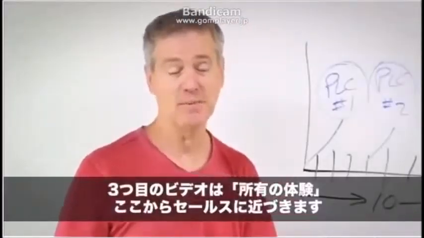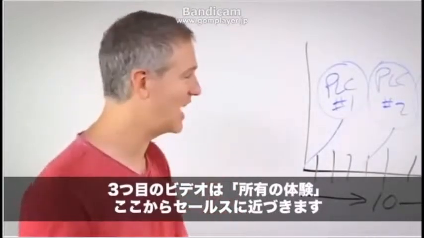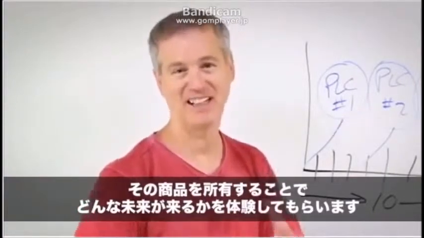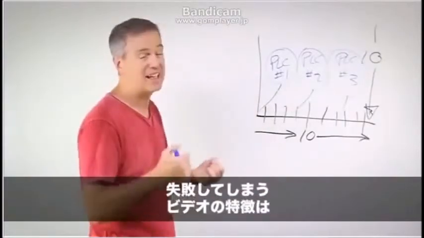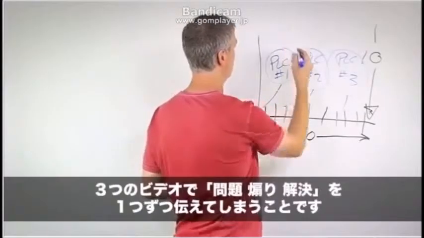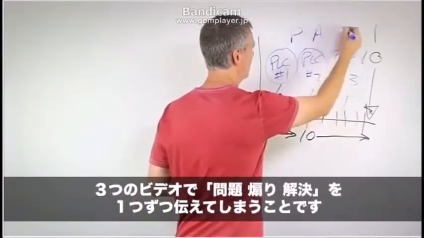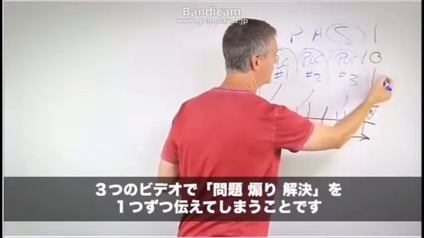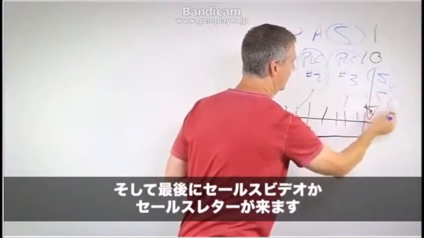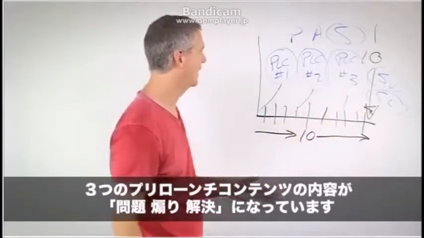And the third video is what we call the ownership experience. This is where you start to pivot towards making that sale. You show them what it's actually like to own your product and really have that change. So again, in those broken launches, remember that problem, agitate, solve? They'll do problem, agitate, and then solve here. What comes at the end is your sales video or sales letter, and you have that payoff at the end. So it's the 3 pieces of pre-launch content leading into that.